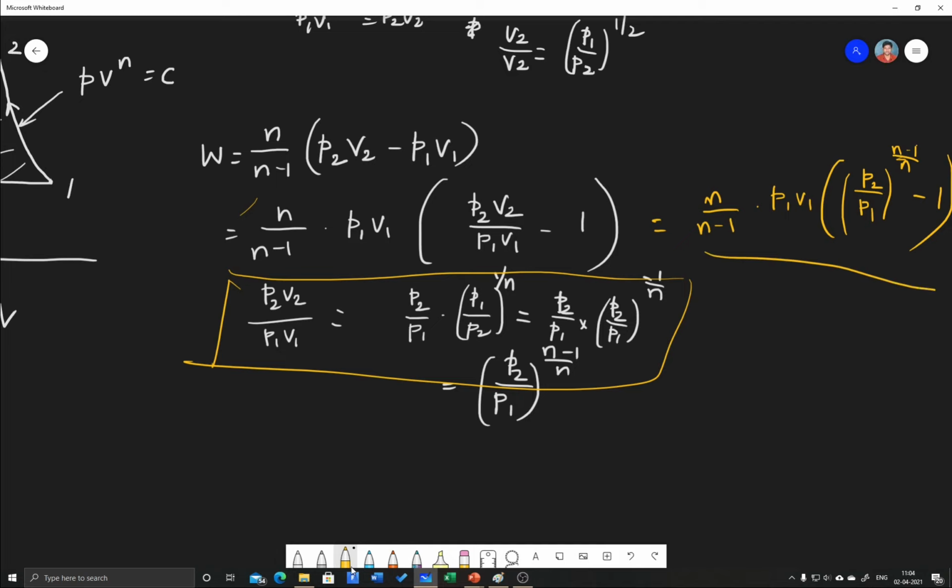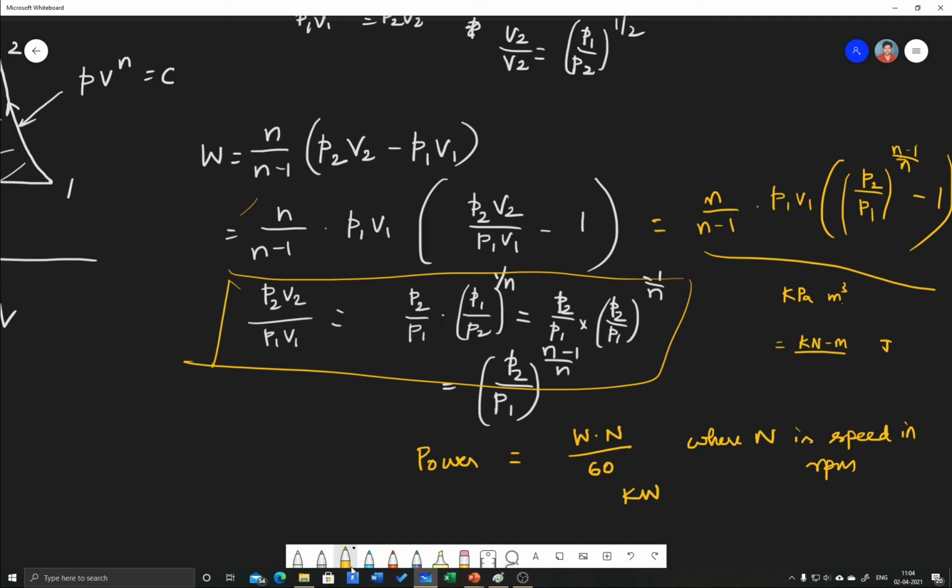If you observe closely, pressure will be in kilopascals and volume will be in meter cube. So finally you will get Newton per meter square into meter cube, kilonewton meter, which means it is in joules. If you want to calculate the power required by the compressor, it will be W into N by 60, where N is speed in RPM. This will give the power of the compressor in kilowatts.